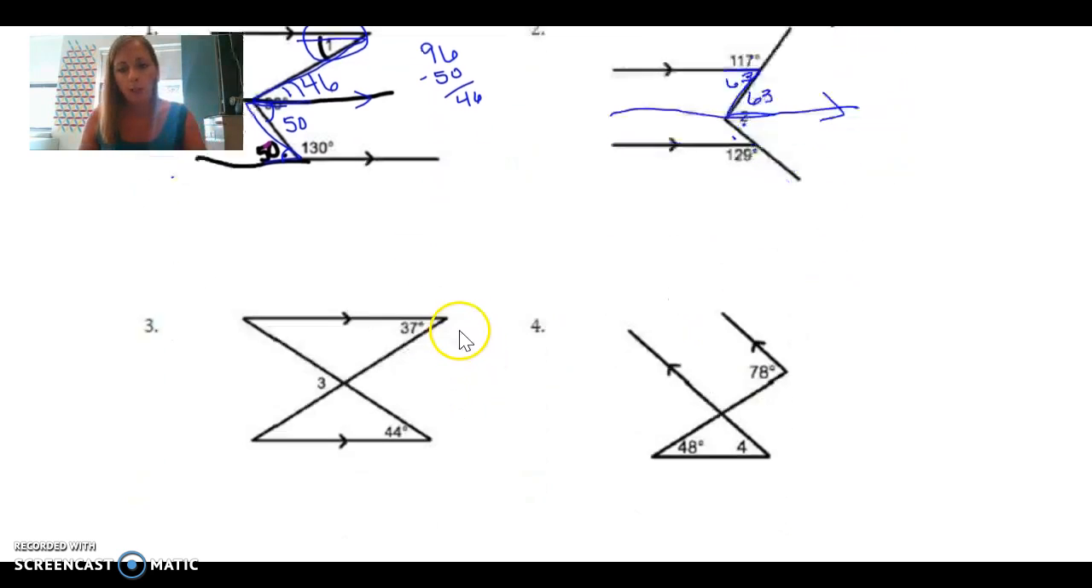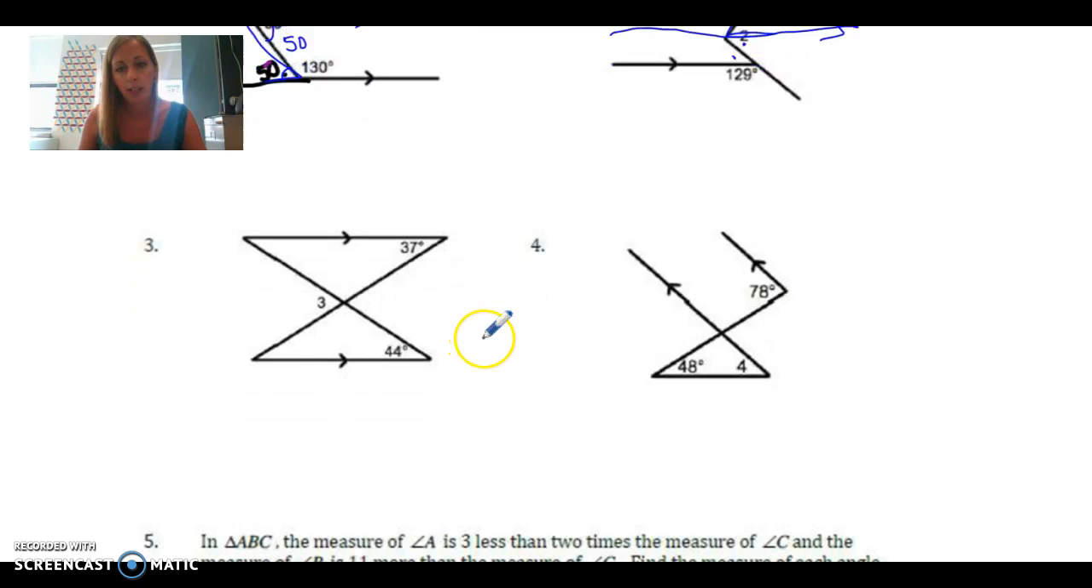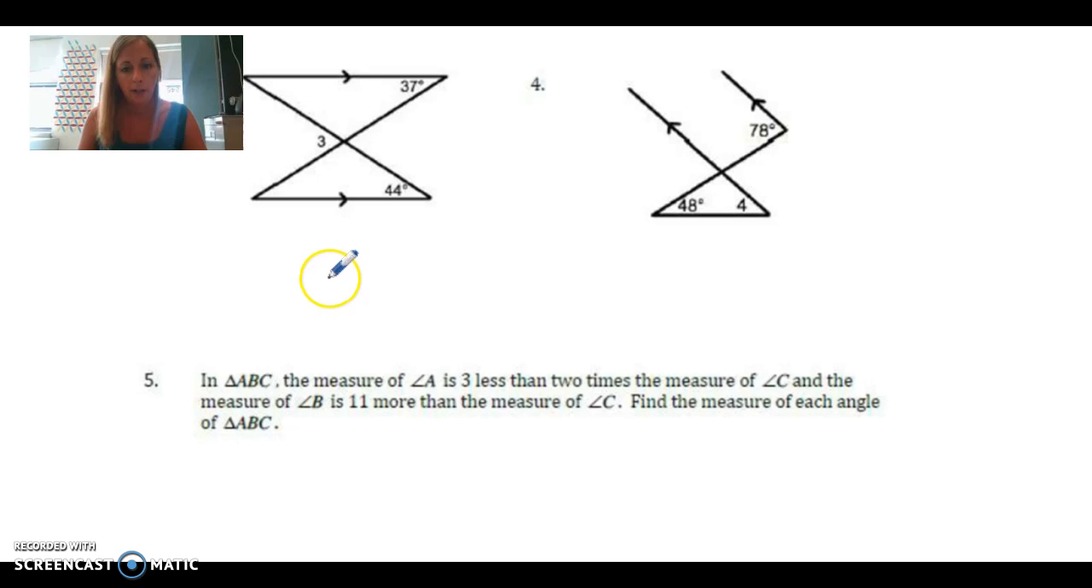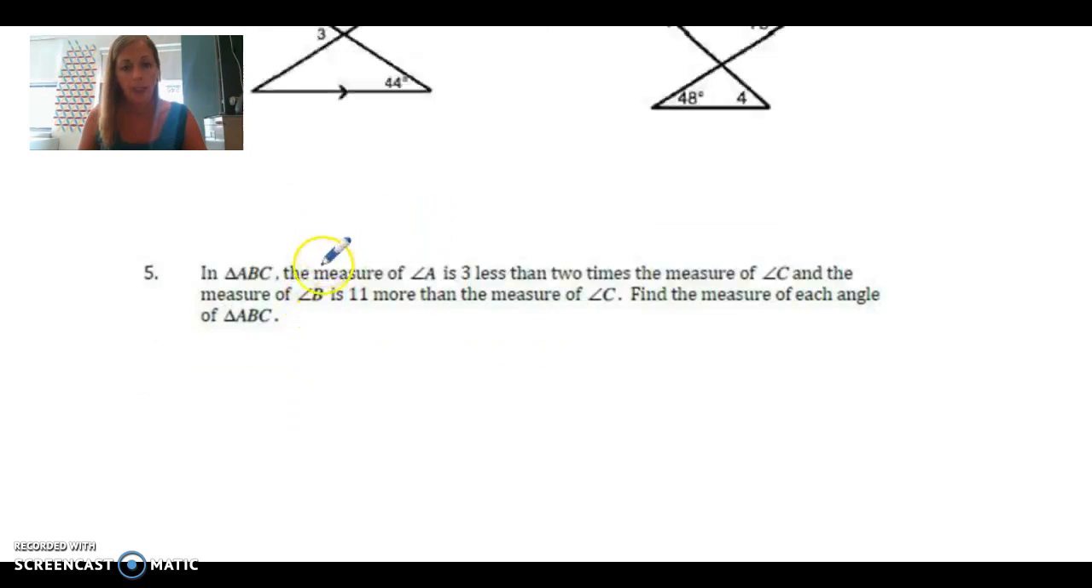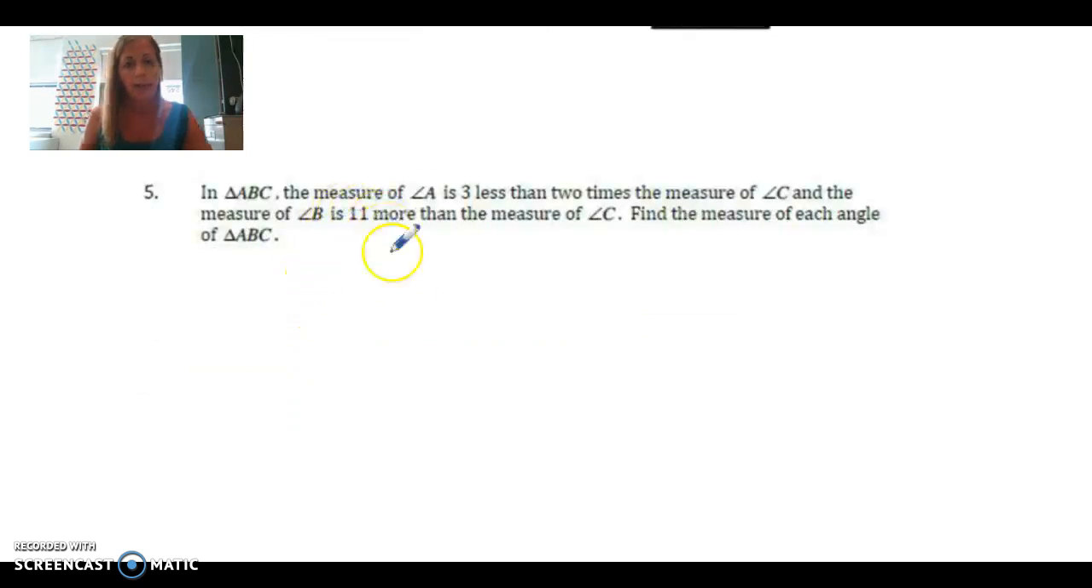Okay, so I just wanted to get you started here. I think from this point you should be able to finish the rest. Let me just go ahead and help you out with number 5. Number 5 says, in triangle ABC, the measure of angle A is 3 less than 2 times the measure of angle C. And so I'm going to draw my triangle.